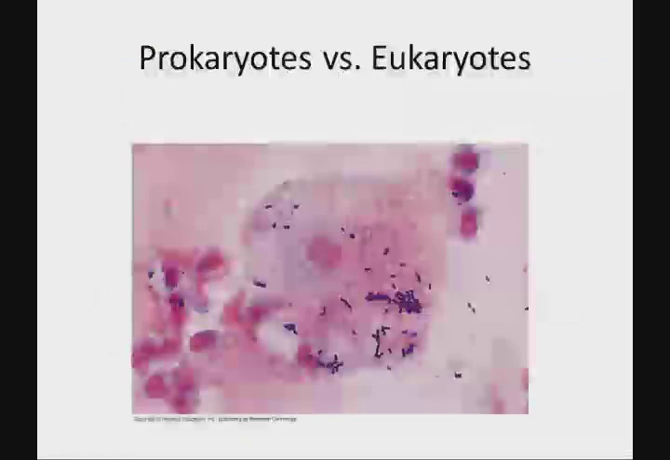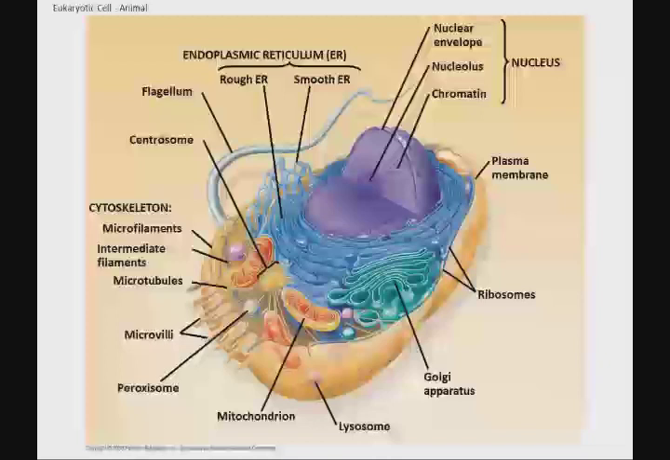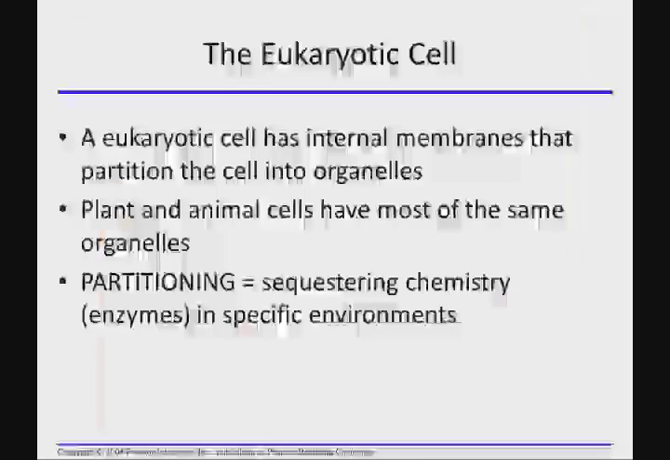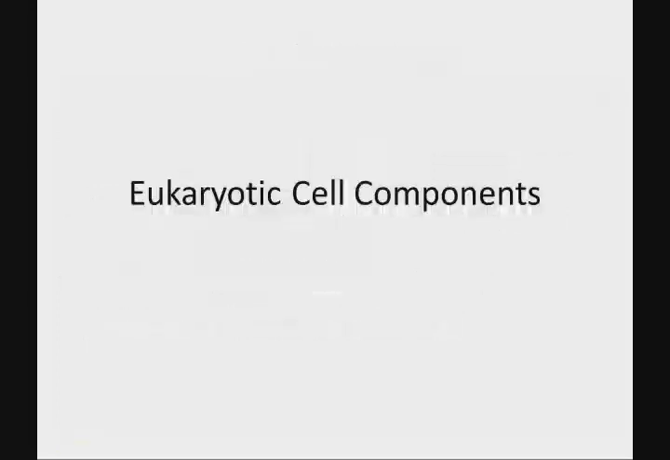So again, these eukaryotic cells are going to be much larger than prokaryotic cells, and have more compartments, more rooms, both in plant and animal cells. And it's that partitioning that's going to allow us to sequester the chemistry into specific environments where that chemistry then can be optimized. And we know that efficiency is going to be very, very important in the evolution of life.